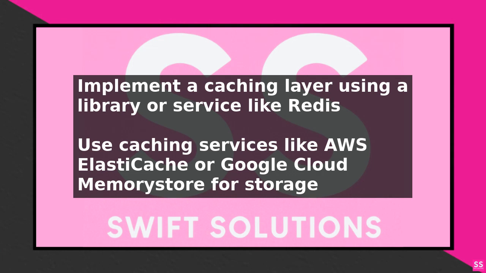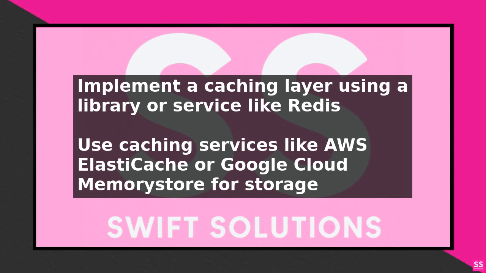Next, you need to decide on a caching strategy. There are two main caching strategies: cache aside and read through. Cache aside involves caching data after it is retrieved from the API, while read through involves caching data before it is retrieved from the API.